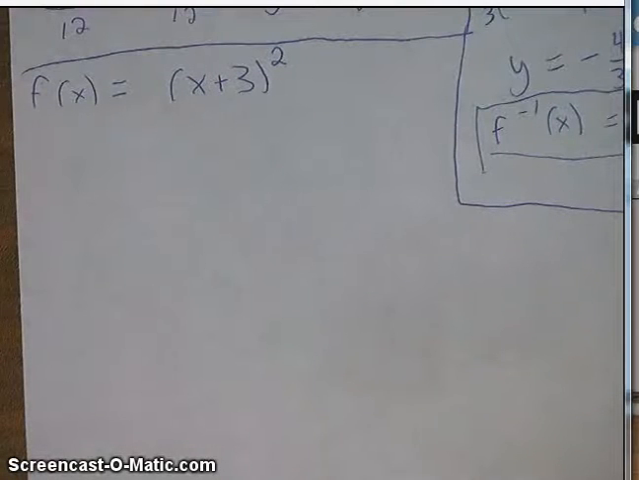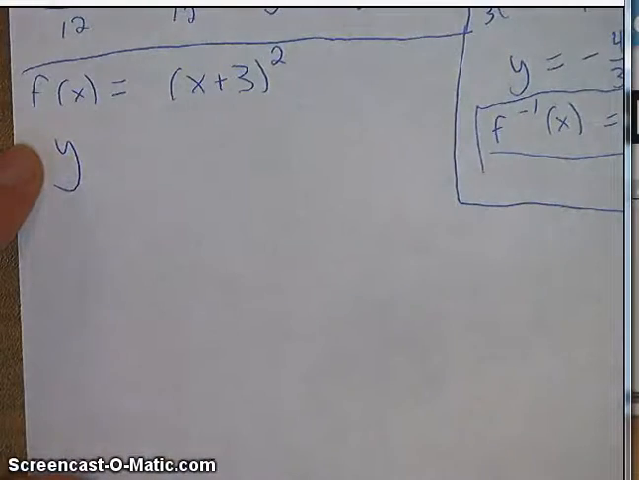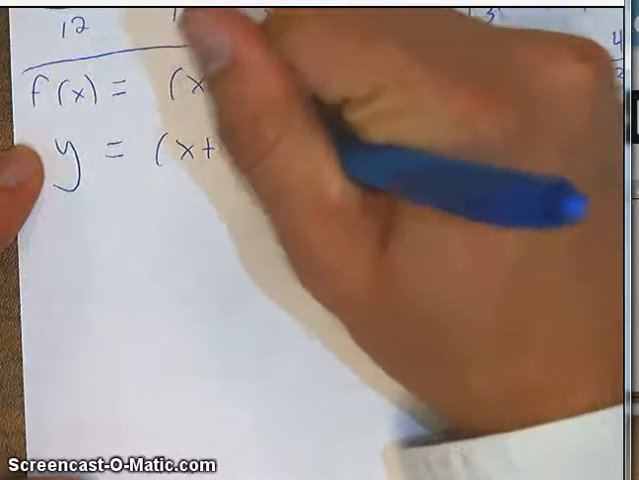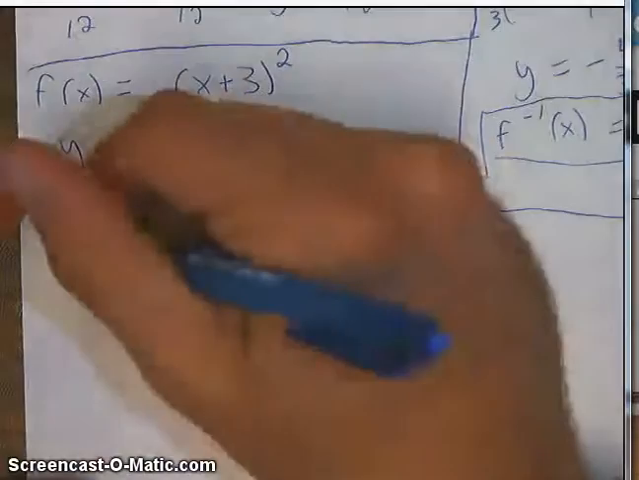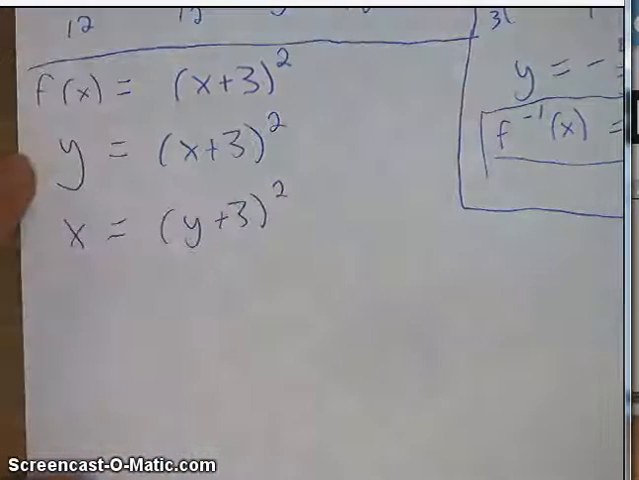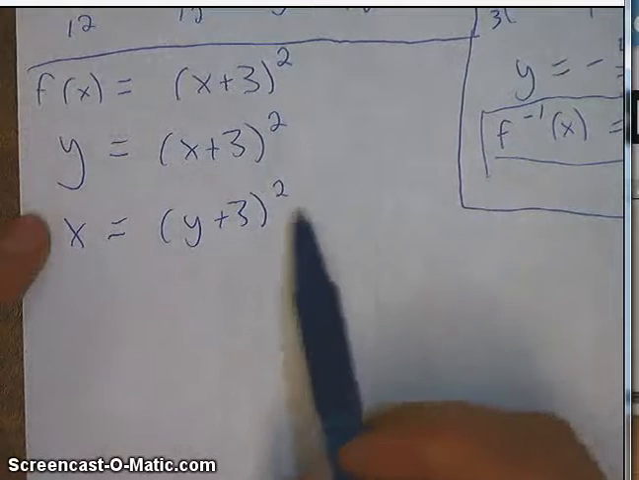F of x equals, in parentheses, x plus 3 squared. First step, get rid of that f of x, make it a y. Y equals x plus 3 squared. Then exchange the x and the y. X equals y plus 3 squared. Okay, so now this whole thing is squared.